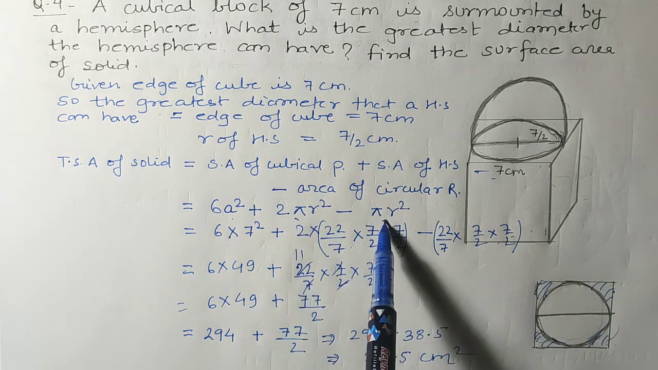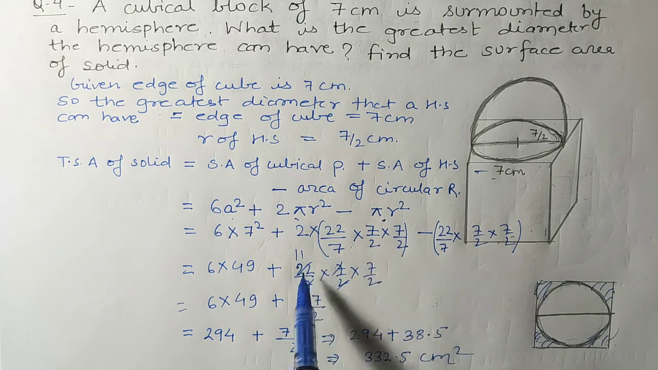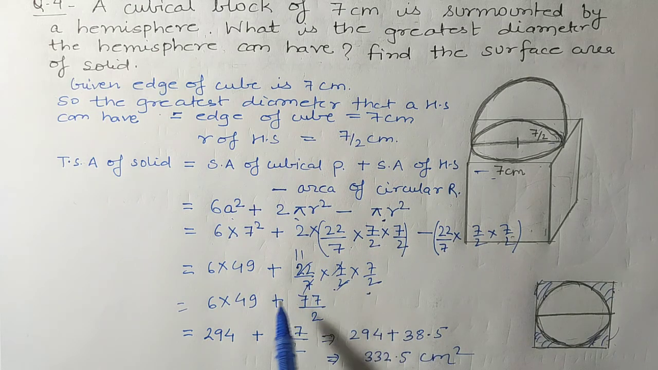2 pi r square minus pi r square, there will be only 1 pi r square, so that we have calculated here. Okay, and after that, after the calculation, we have got the value of total surface area of this solid. Okay, and that is 332.5 centimeter square. Okay students, so just pause the video and note it down.